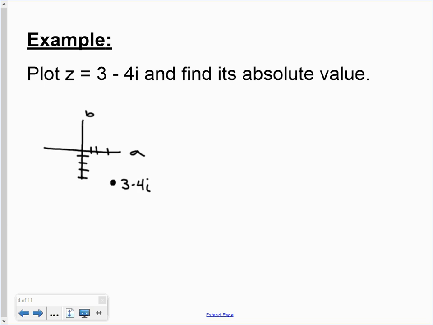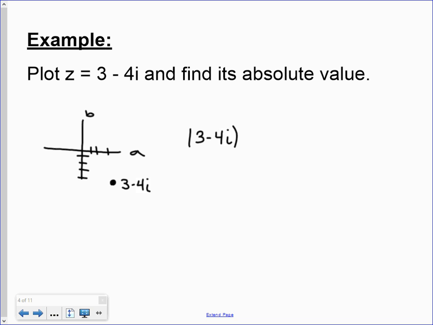Okay, so I'm walking around, I'm seeing really good work. You're just plotting a point here. This is different than a vector, so you don't need to draw the arrow there or the line. So you're just plotting the point 3 minus 4i, and it should be in the fourth quadrant. Then you're going to calculate its absolute value.